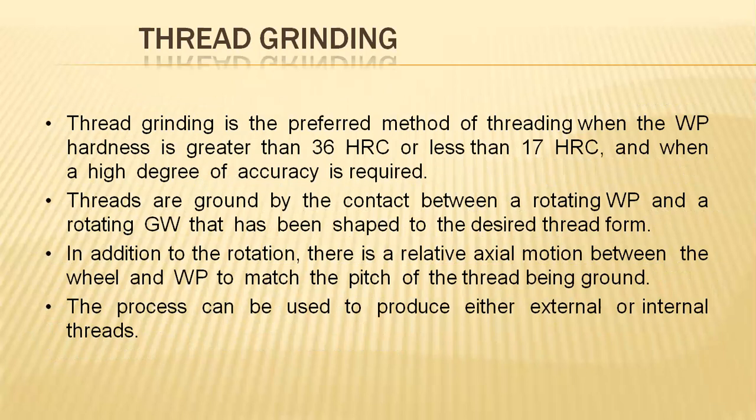So, what are the kinds of materials that can be processed for getting a better threading activity, that too with high accuracy considerations? The work parts which are having a moderate hardness, greater than 36 HRC and less than 17 HRC.